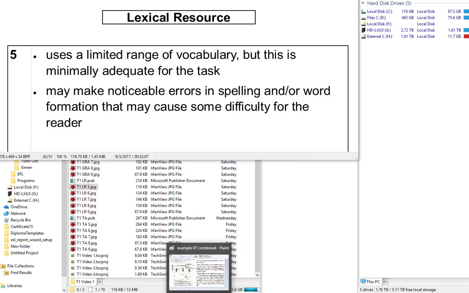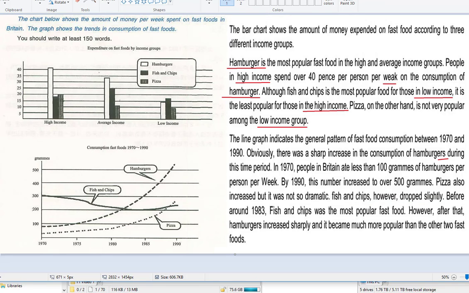5. Let's look at grammar. Now, difference is that here there's no time. Second graph gives us a time period, so we would use the past tense for this and the present tense for the bar chart. Let's see if they did that. Is, yeah. Spend, yeah. On the consumption, all the fish and chips.